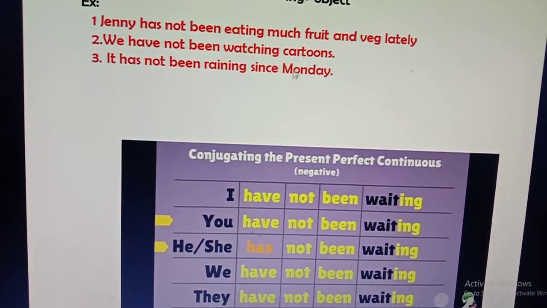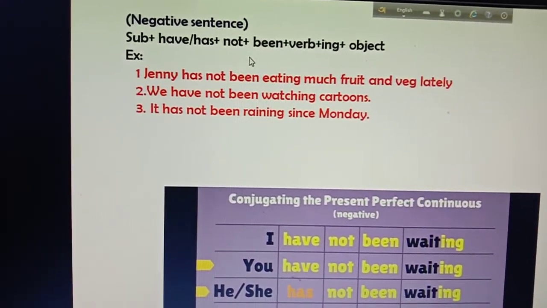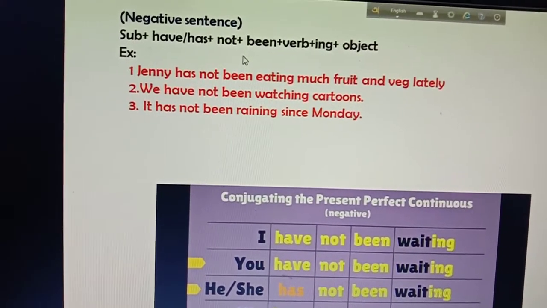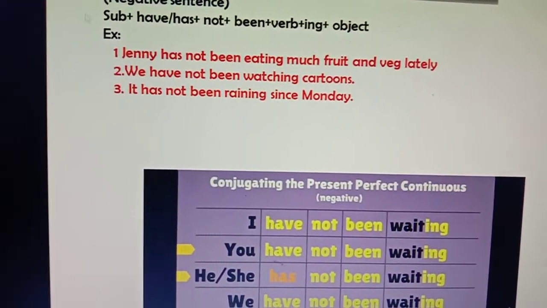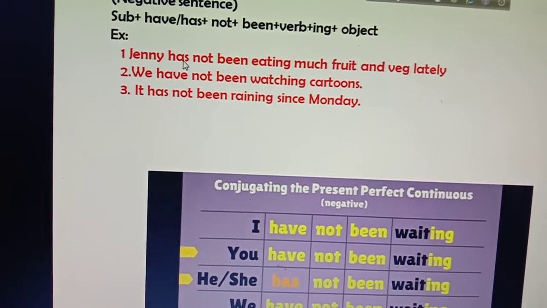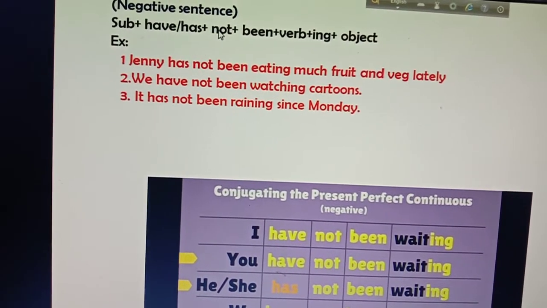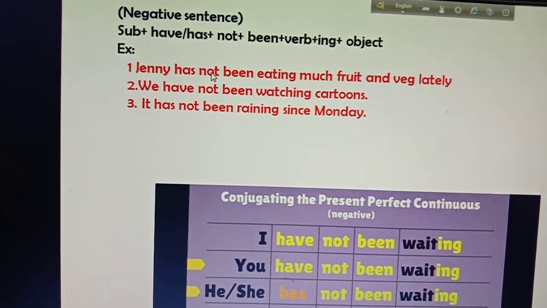So these are negative sentences, and in negative sentences you have to follow this structure. You have to learn it, boys. Without learning it, you can't apply it in a sentence. Okay, so here Jenny is the subject. Then according to the subject you have to write has. Then according to the structure you have to write not, as it is a negative sentence.